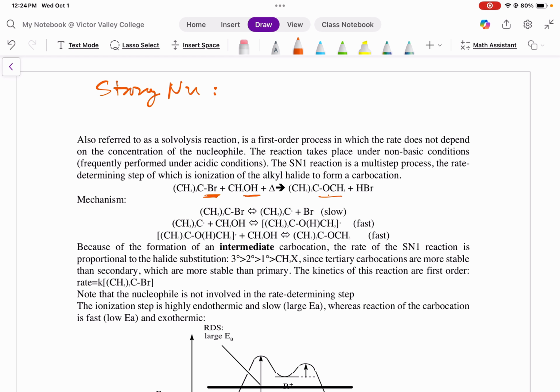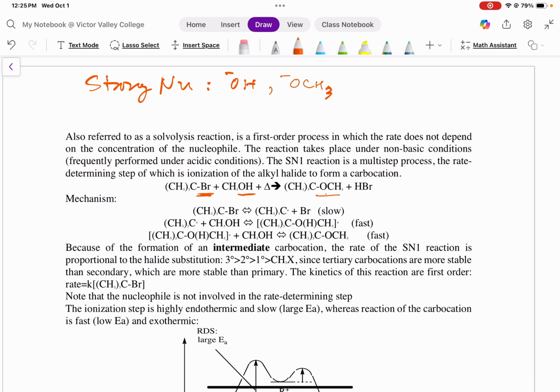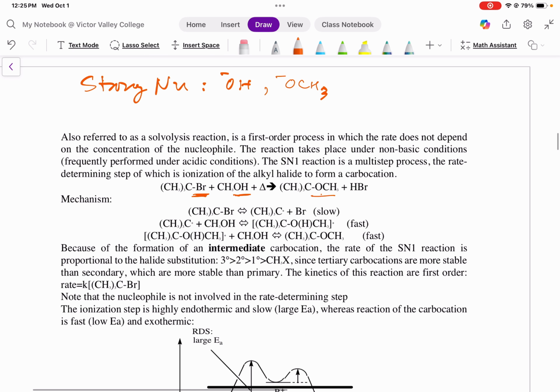Strong one, I mean the negative one, like a strong nucleophile would be OH minus, OCH3 minus, and they have to come with a positive ion like sodium plus, okay? So you will see sodium hydroxide, sodium methoxide, so on and so forth. CN minus, things like that. Or OCH2CH3 minus. Those are the popular ones, okay?